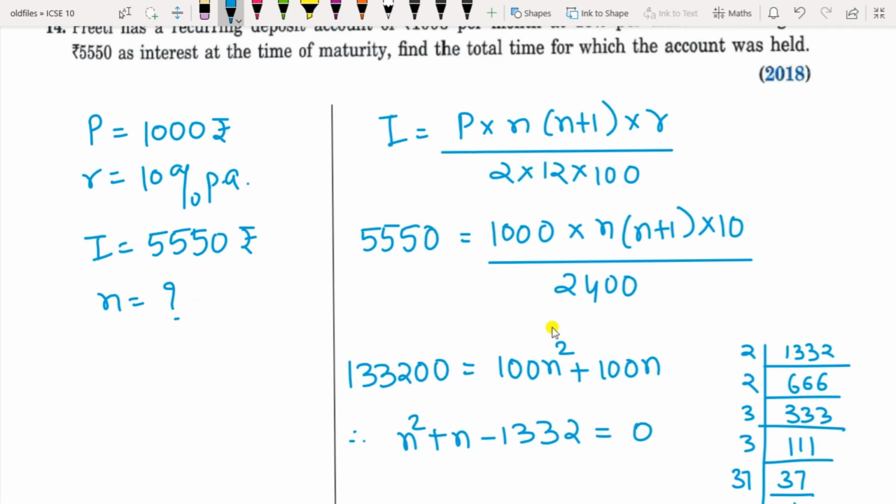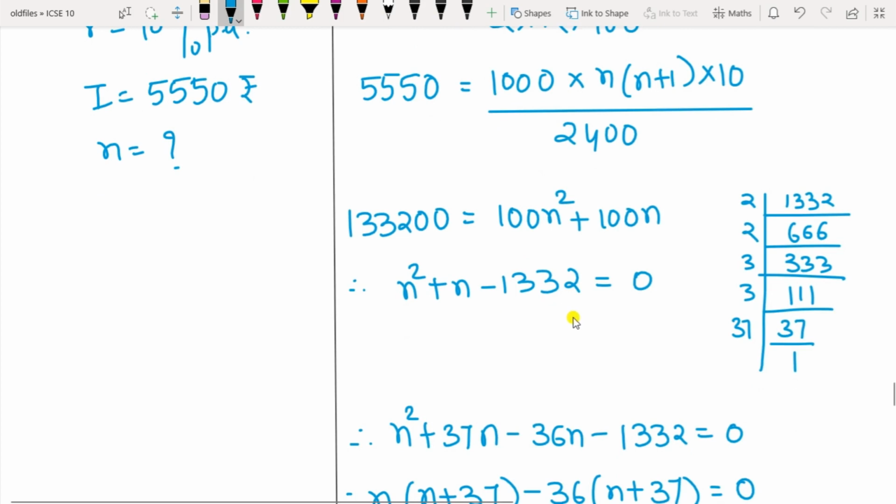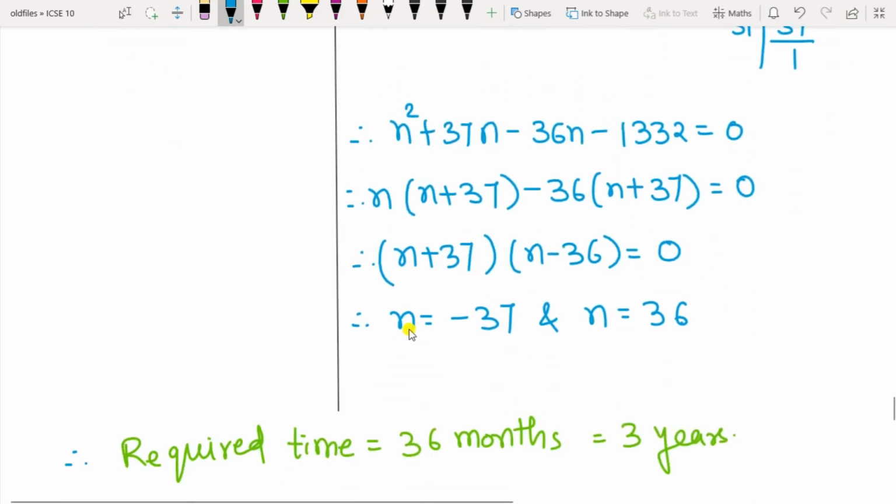Apply the formula for I here, and now this becomes your quadratic equation. So you can find the LCM and make a group of numbers to find the factors. So 37 into 36 will give plus 1 here, and therefore the value of N is minus 37 and 36, N equal to plus 36. So time cannot be negative, therefore N equal to 36 you have to consider. 36 is the months, and therefore it is 3 years. If you can convert the months into years, you have to convert it.